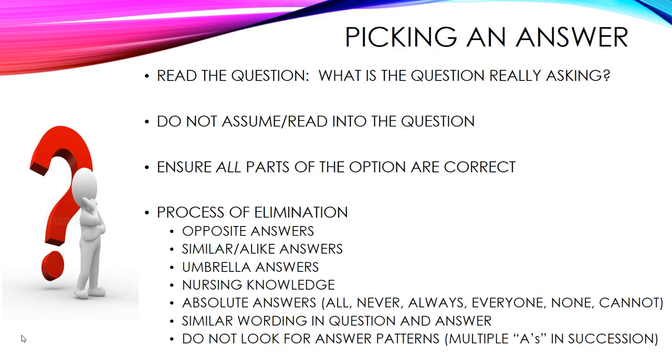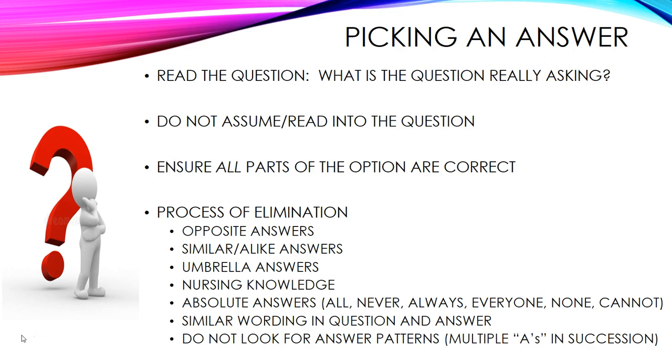So some tips of process of elimination: opposite answers. If you have, for instance, an answer of tachycardia and an answer of bradycardia, more than likely one of those is going to be correct. A lot of times when you have completely opposite answers, one of them is going to be correct.